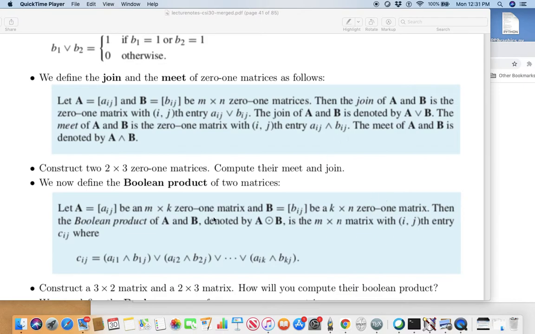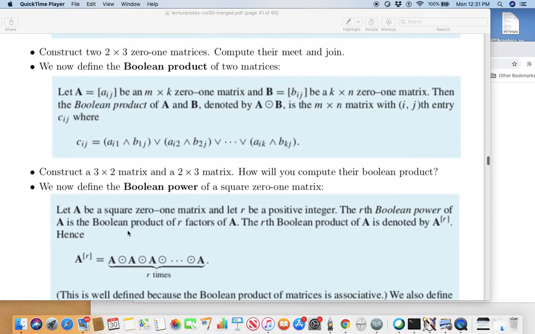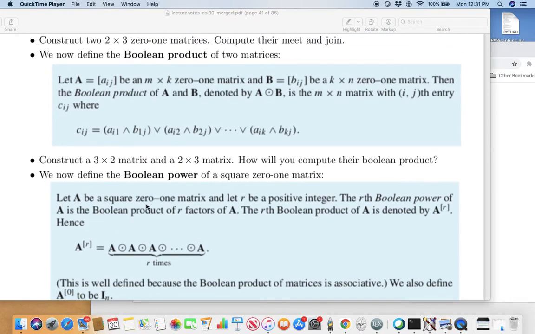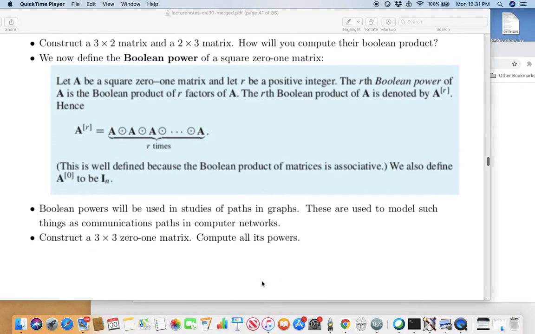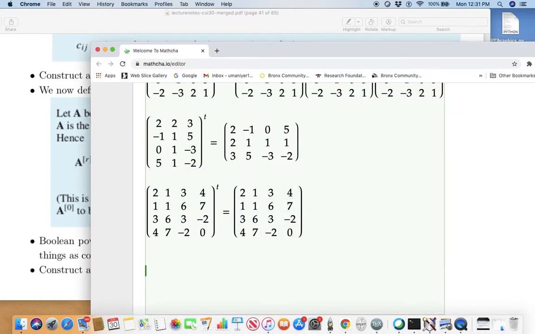You also have what is called the Boolean product of 0, 1 matrices. It's like multiplication of matrices, but where you have addition, you have OR, right? Join. And where you have multiplication, you have meet. Okay. For a square 0, 1 matrix, you can take rth powers and so on. All right. Identity is the same as before for any other matrix.